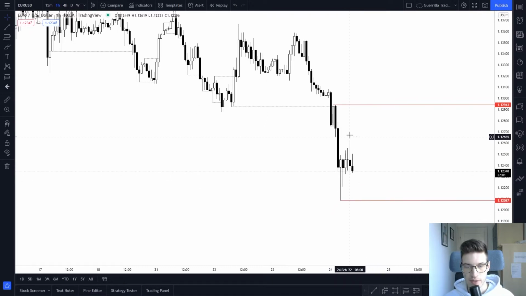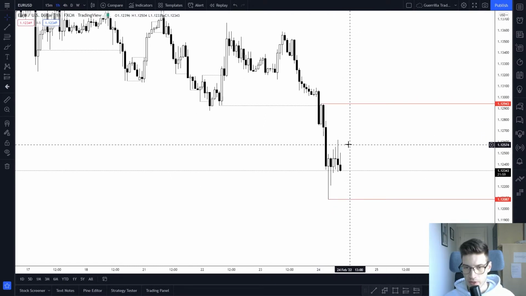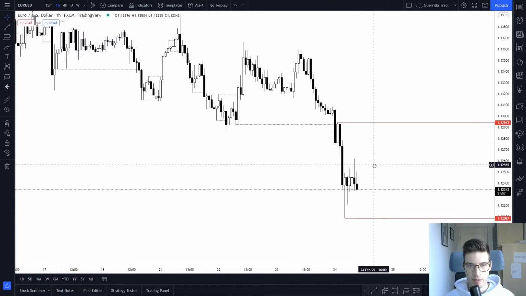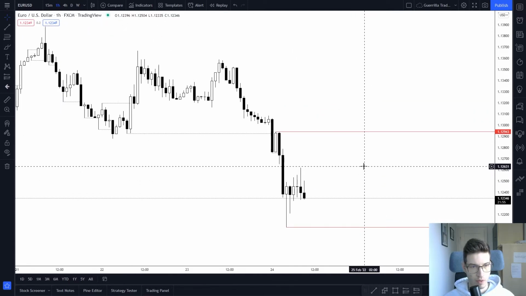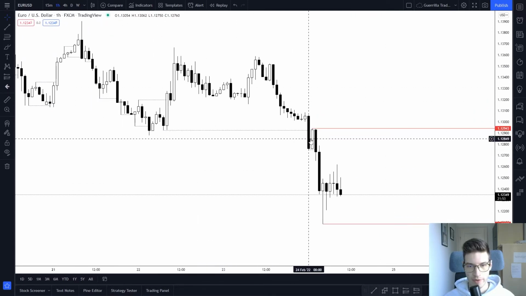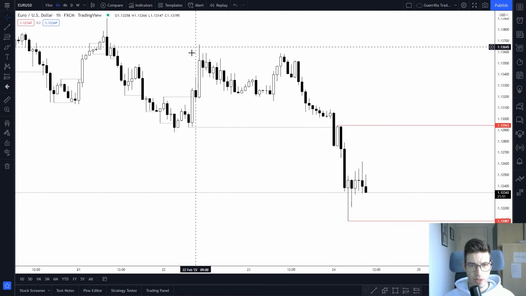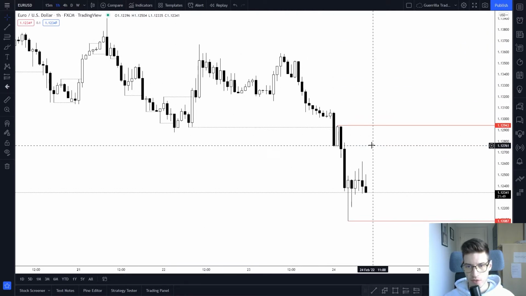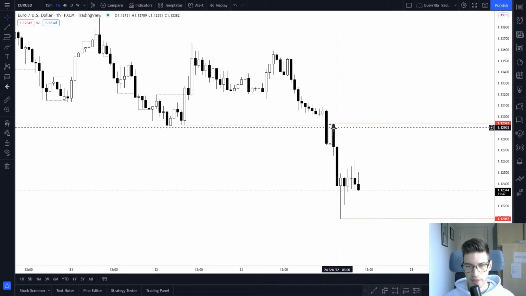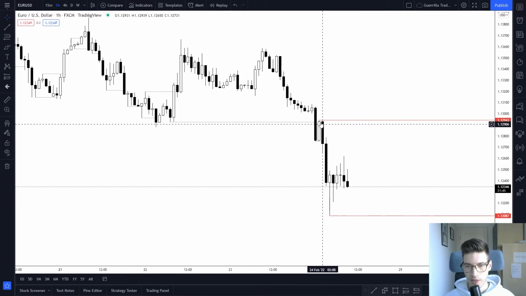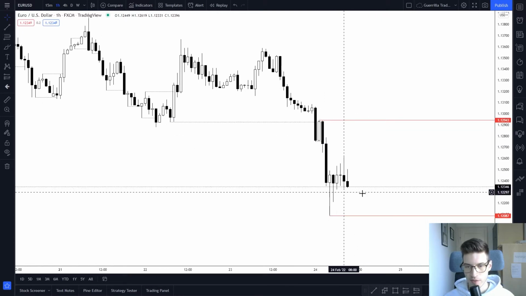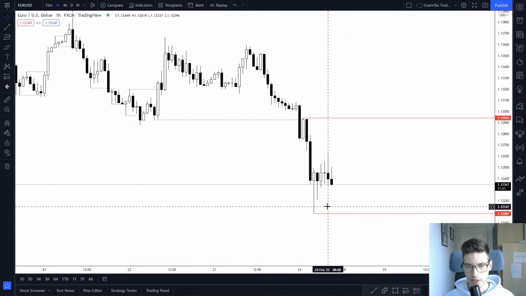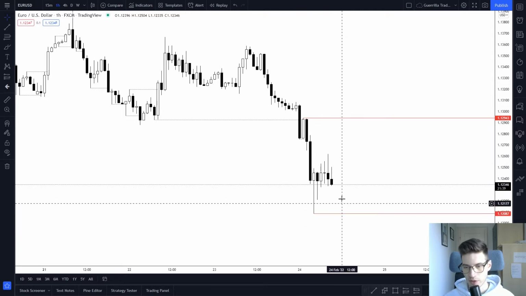Let's get started. So the euro and the US dollar, what we had in the prior price action, well, we broke this low finally. We were stuck in this range between the low and the high, so we broke the low. But what happened then? Well, we retraced straight away and then we continued to the downside. But what happened after this impulse? Well, we left an absolutely huge wick.